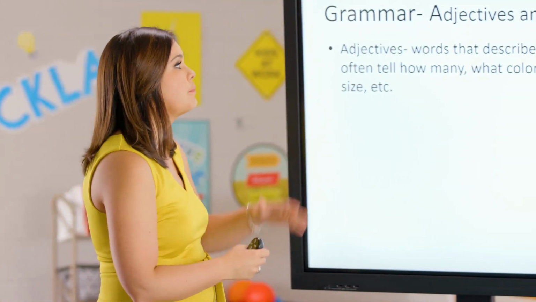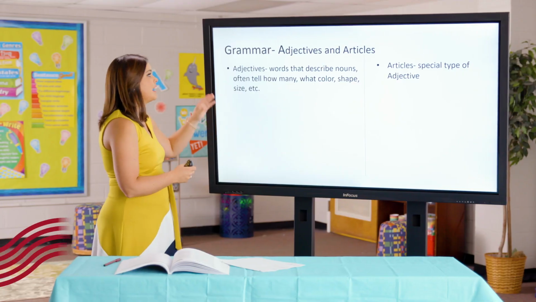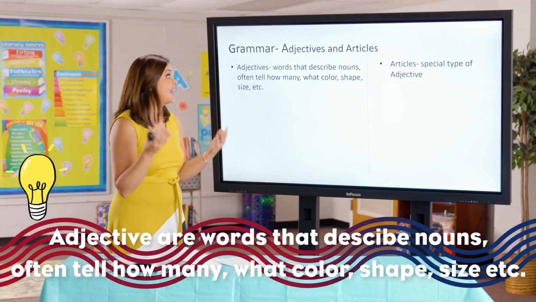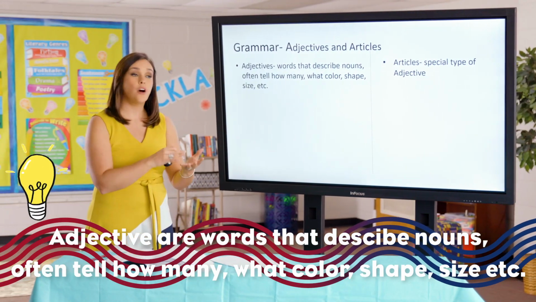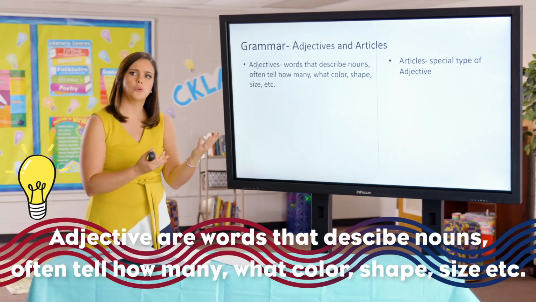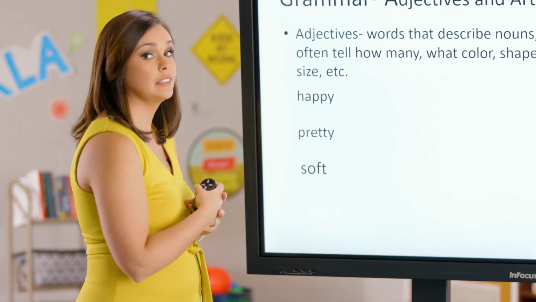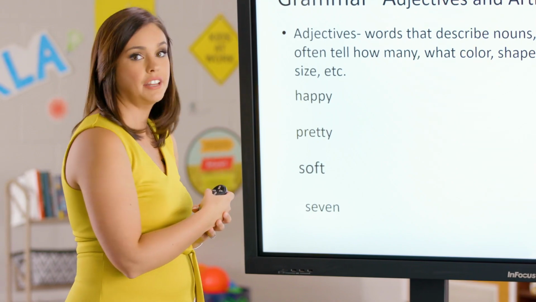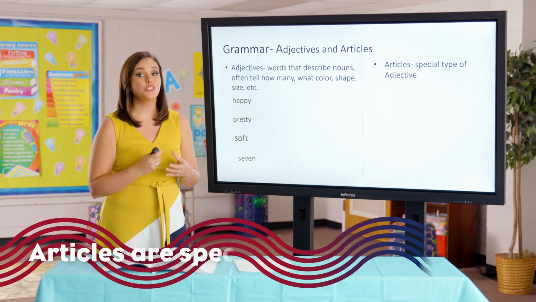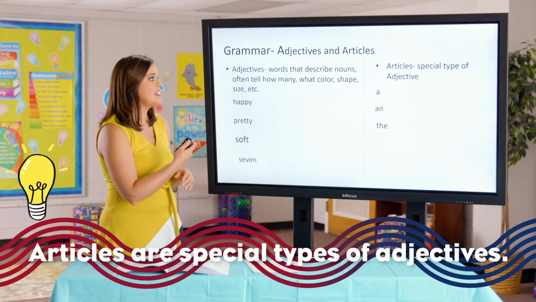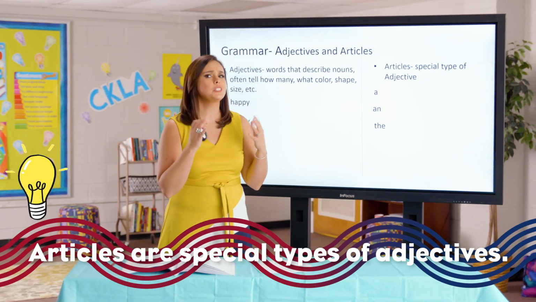We've also learned about adjectives and articles. Adjectives are words that describe nouns, and they often tell how many, or what color, or what shape, like happy, pretty, soft, and 7. We've also learned that a, an, and the are articles, which are a special kind of adjective.